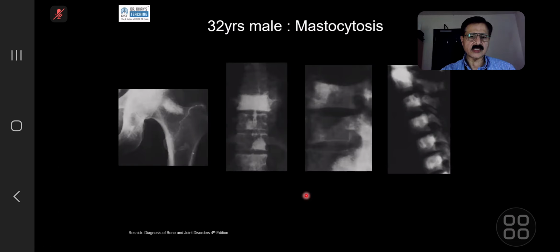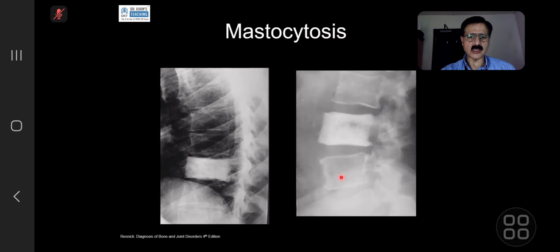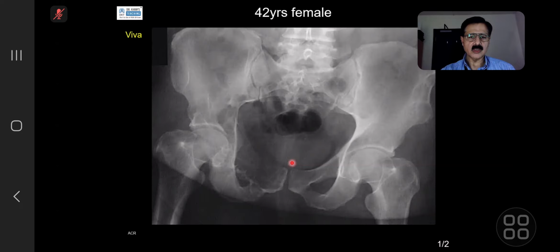So this one is another example from literature where there is sclerosis of the femur, vertebrae, and even in the cervical spine. And this is another one. So even if you get a solitary dense vertebra like this, solitary, mastocytosis you should consider, and also lymphoma you should consider. I just told you a while ago.